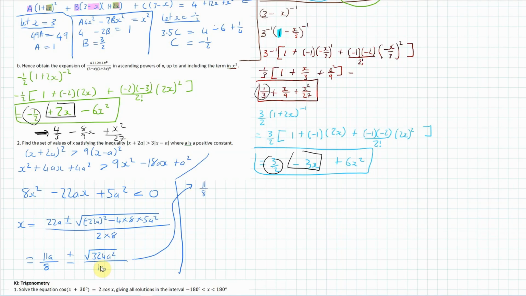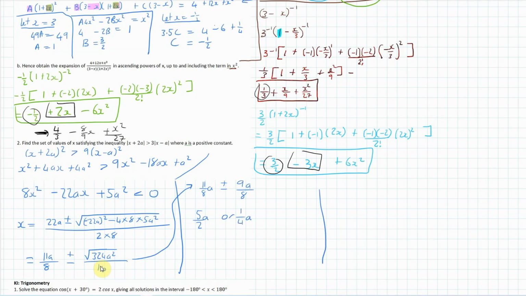This will give us 11 over 8a, and square root 324 is, what is it? 18. Plus or minus 18a over 16, or we could actually say 9a over 8. And this gives us two values, 20a over 8. That's when we add 20a over 8. Now 20a over 8, we can divide both of those by 4, so it's 5 over 2a. So that's that one, 5 over 2a. Now if we take the 9a away from the 11a, that would become 2a over 8, or 1/4 a. So those are our two roots.